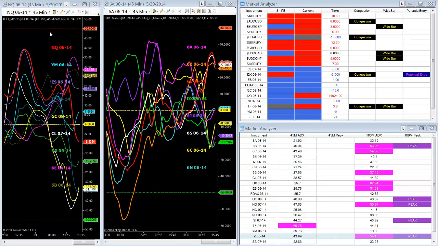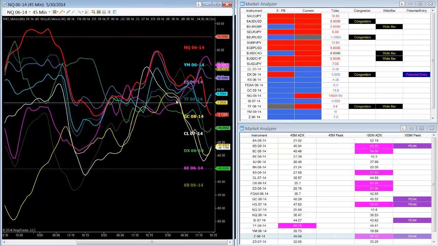Now, over on the left-hand side of my screen, you see what we call the meter window, and it is measuring the RSI values from all of our higher time frames in one window on multiple markets. In this case, I have it set to a 45-minute chart, and you can see the NASDAQ, the Dow, the S&P 500, the Russell, gold, crude, the dollar index, the euro, and the British pound.